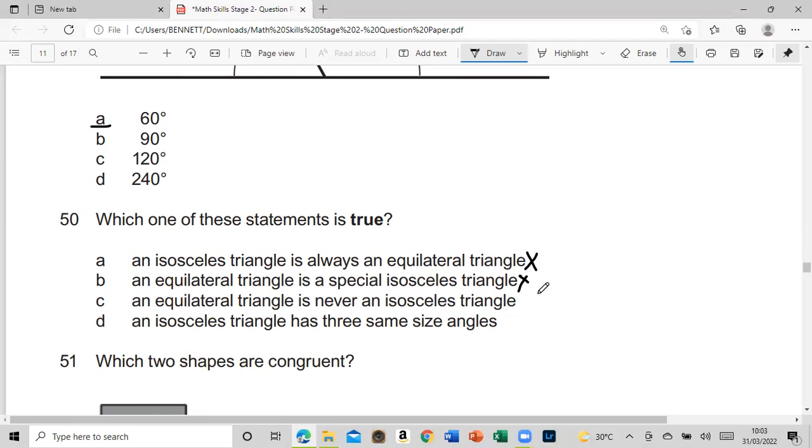That's a lie. Suppose you have an isosceles, and these are 60, and these are 60. Or you just have an equilateral triangle.